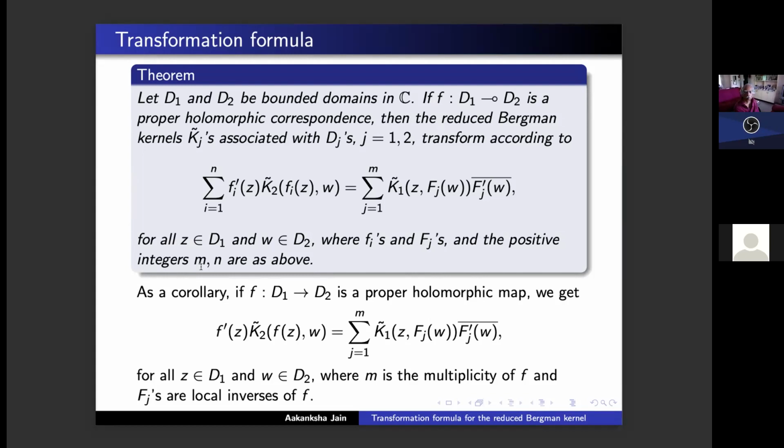Yes, as I mentioned before, if n equals 1 here, this will be a proper holomorphic map, and therefore, as a corollary, we'll get a transformation formula for the proper holomorphic maps. That is, if f is a proper holomorphic map, then we have f prime of z times k2 tilde of z comma w equals the summation j equals 1 to m of k1 tilde of z comma fj of w times the conjugate of fj prime of w. Here, m is the multiplicity of f and the capital Fj's are local inverses of f.